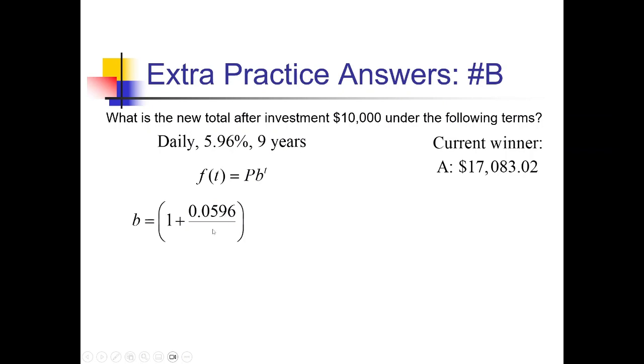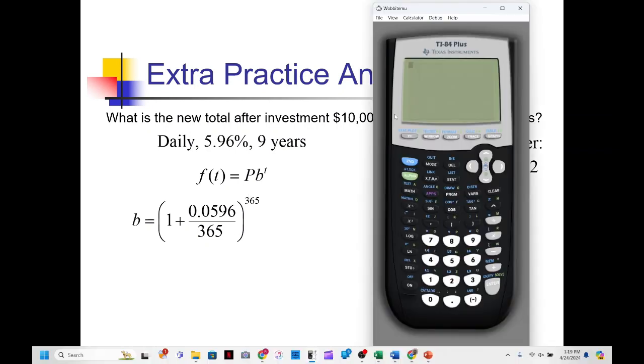And then divided by the number of times per year. If we're doing daily, that's going to be 365. We're assuming it's not a leap year or some other weird variation. And then I have to raise that to the 365 as well. So we have 1 plus r over k to the k power. And I'll plug all this in my calculator now.